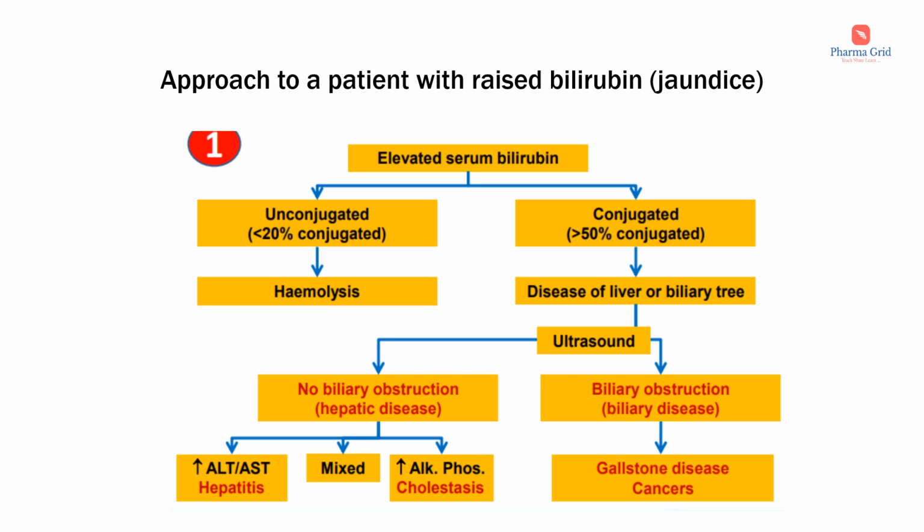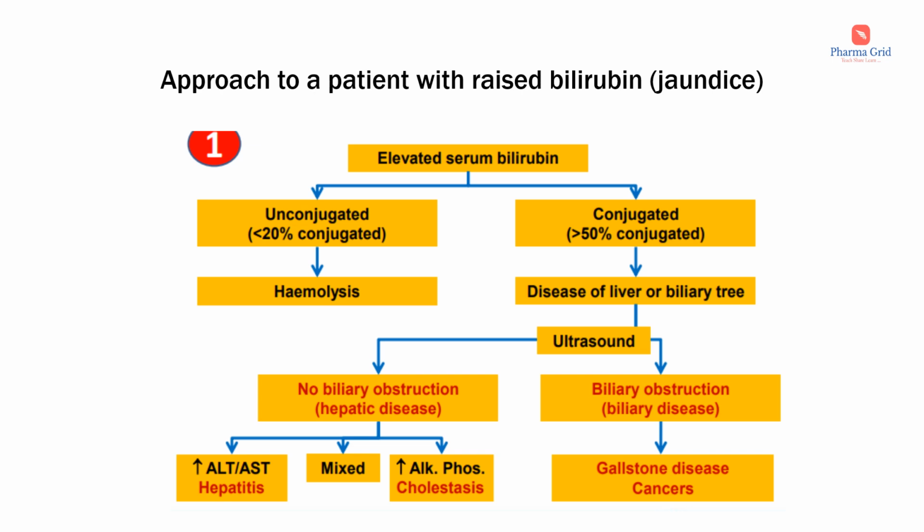So in this slide, you can see an approach to a patient with raised bilirubin, that is jaundice. In a person with jaundice, the first thing we need to see is the proportions of conjugated and unconjugated bilirubin. The presence of less than 20% unconjugated bilirubin fraction indicates an underlying hemolytic disorder. On the other hand, if the fraction of conjugated bilirubin is more than 50%, it is known as conjugated hyperbilirubinemia and indicates the presence of liver or hepatobiliary disease.